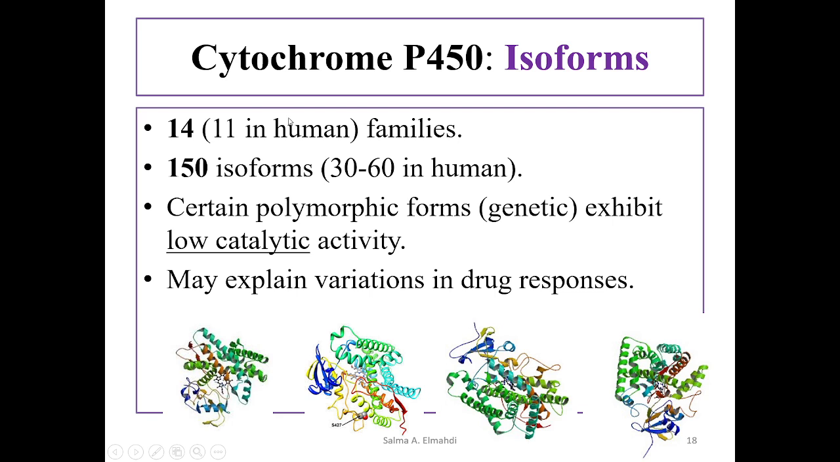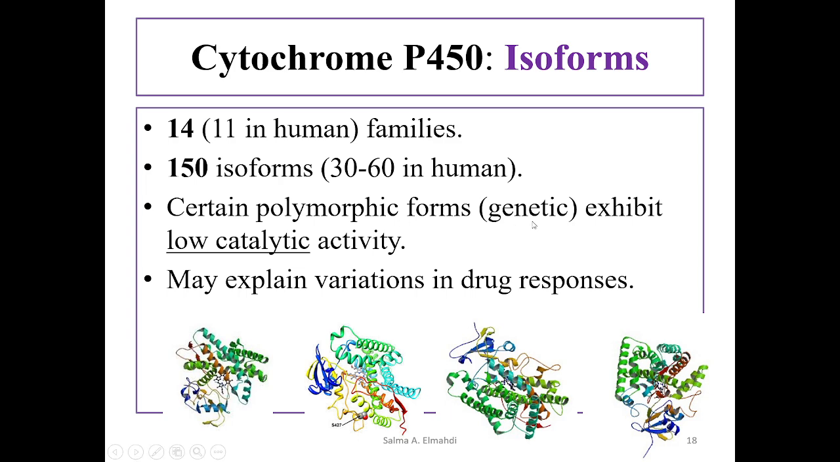There is a total of 14 families. 11 of them are detected in humans, and there are at least 150 isoforms. 30 to 60% of them can be present in humans. So there is polymorphism regarding cytochrome P450 presentation within a certain organism or species.